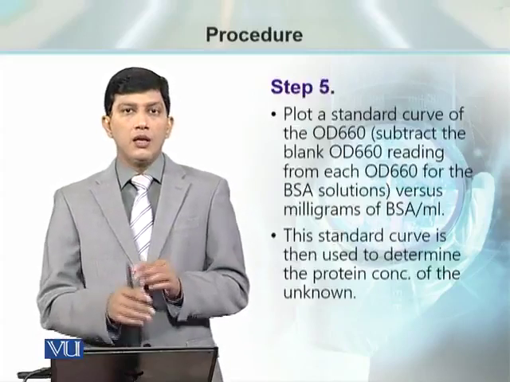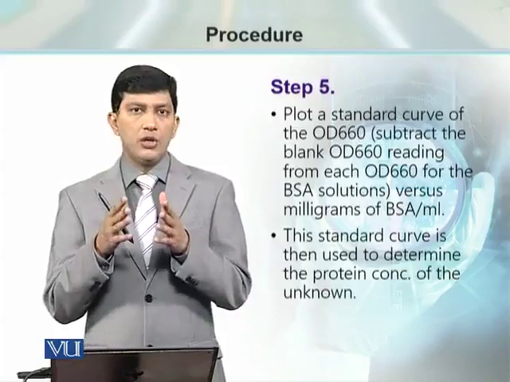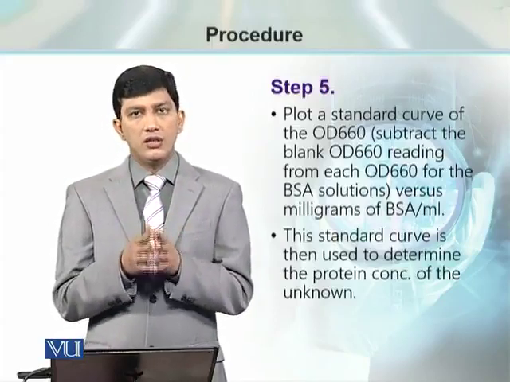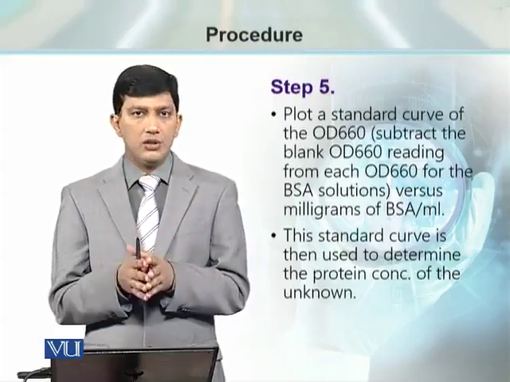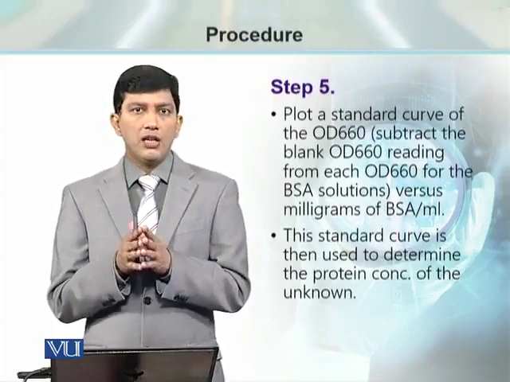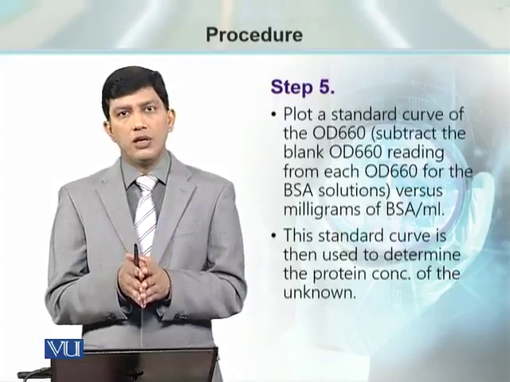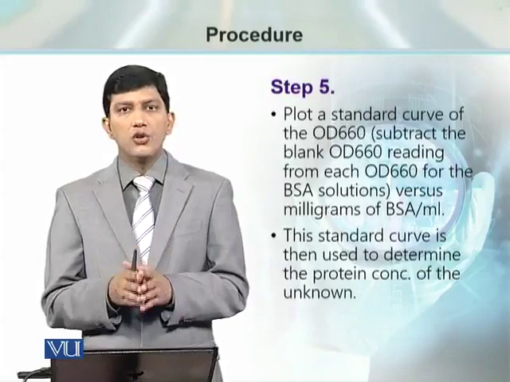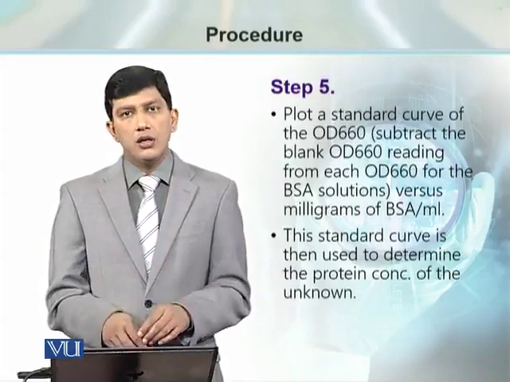Once we get the optical densities from the known BSA samples, we are going to draw a standard curve of this protein like we talked about in the Biuret assay method. We will draw the best fitted line, the regression line, and the unknown samples concentration is going to be determined from that particular standard curve.